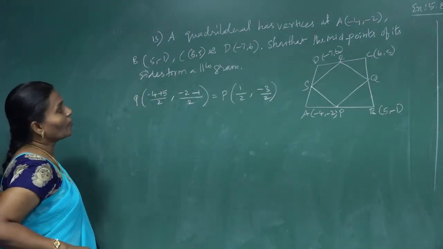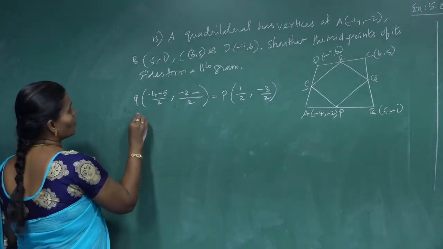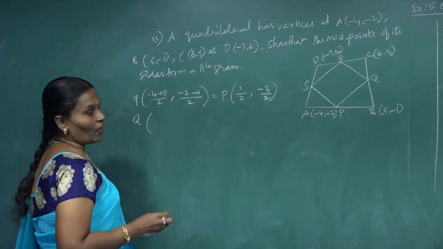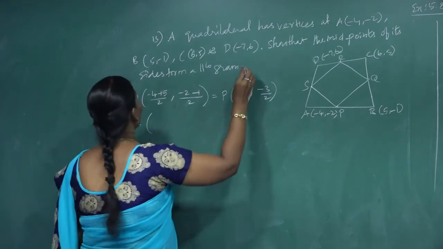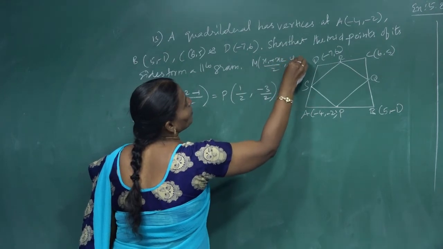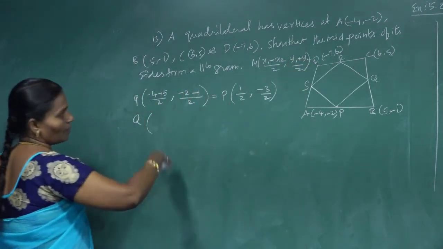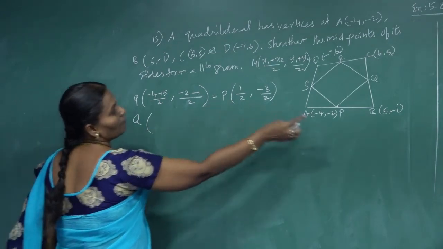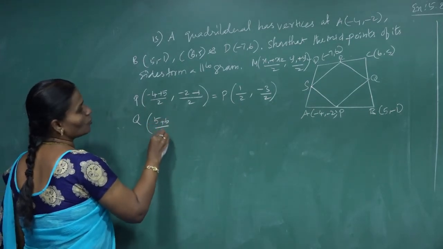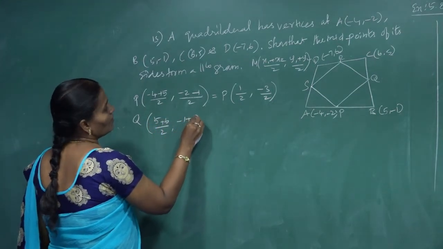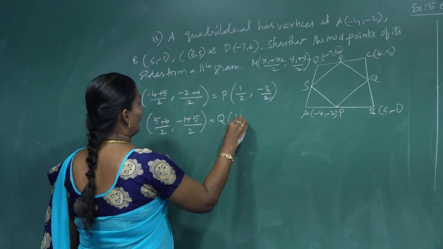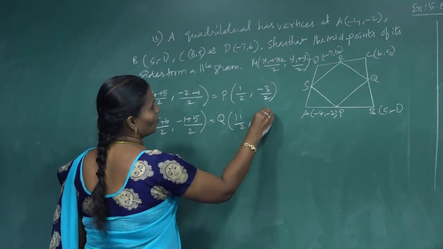Now we see that next is Q point. Here also the Q is the midpoint of BC. So the midpoint formula, x1 plus x2 by 2, y1 plus y2 by 2. So here we apply that same formula. So here BC means here you consider x1, y1, that is x2, y2. So 5 plus 6 by 2, -1 plus 5 by 2. So here 11. So Q of 11 by 2, 4 by 2. 4 by 2 means 2.